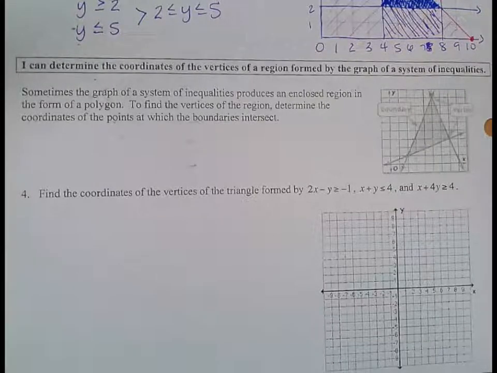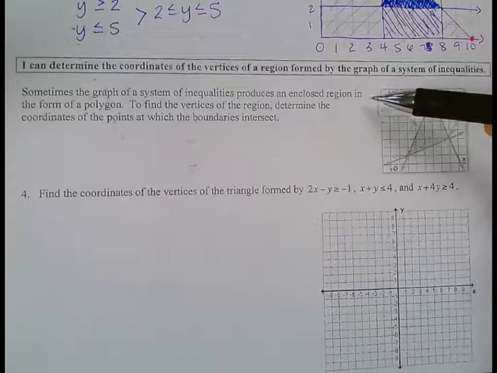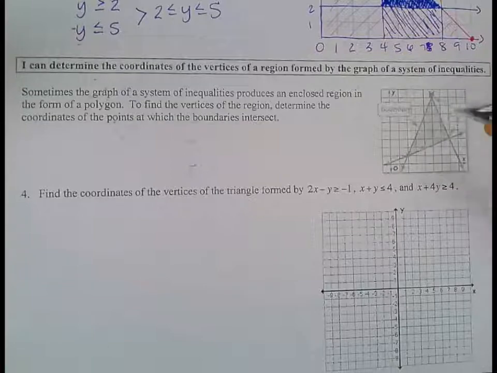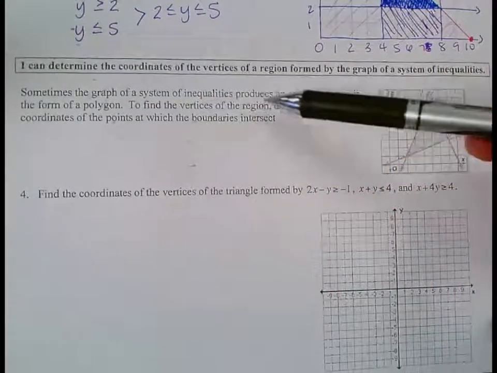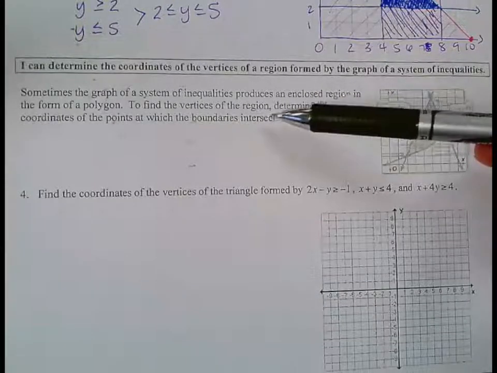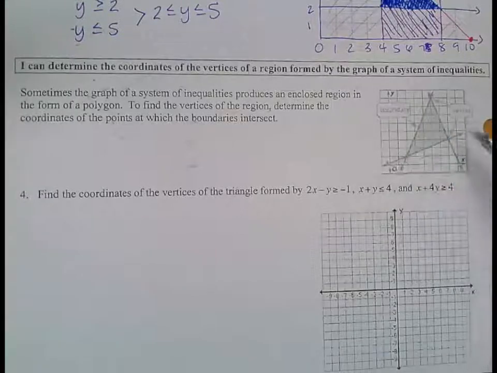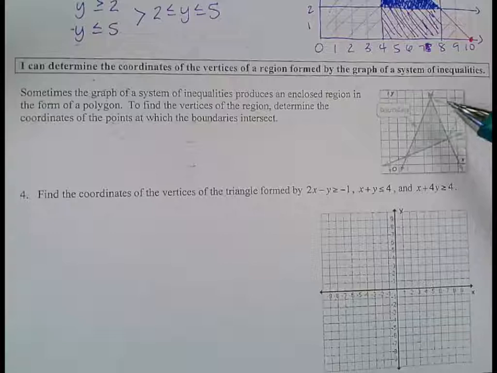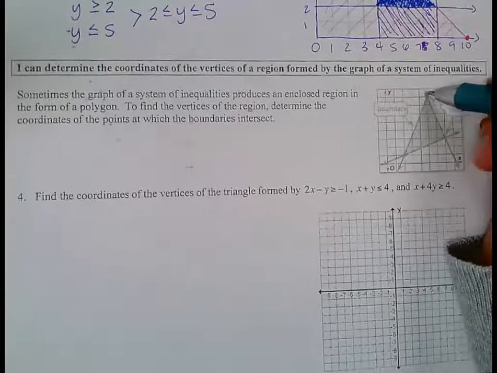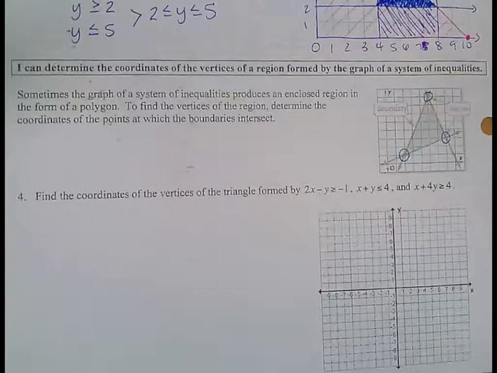I'm not fully going to get into those details today, but it says here, sometimes the graph of a system of inequalities will produce an enclosed region in the form of a polygon, and to find the vertices of the region, you determine the coordinates of the points at which the boundaries intersect. So this system of inequalities here is graphed. You can see the shaded regions form this triangle. So those intersection points, the coordinates, would be considered the vertices of that region.